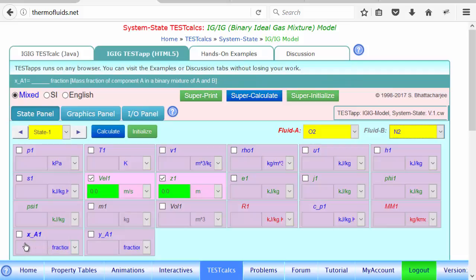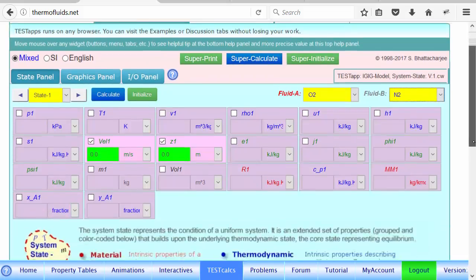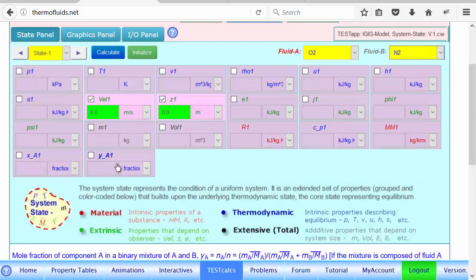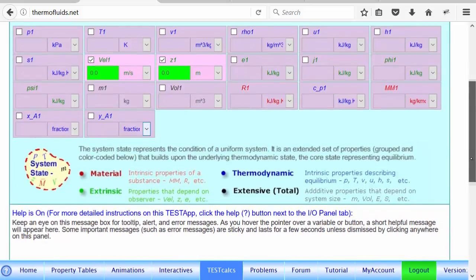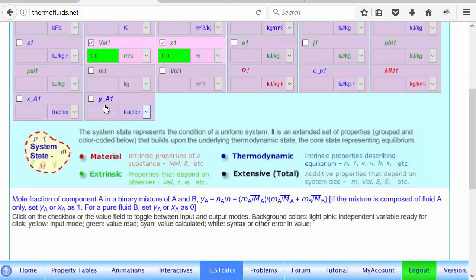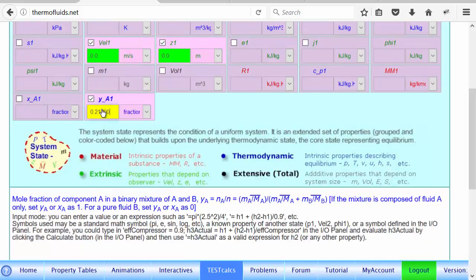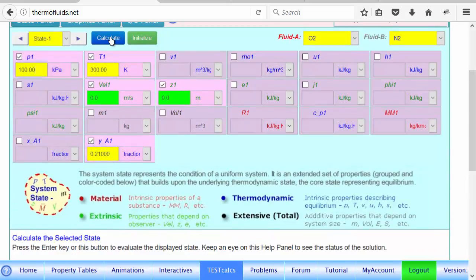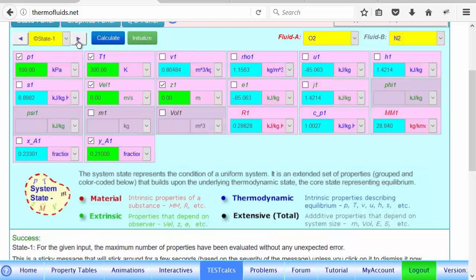One of them will do. X is the mass fraction, Y is the mole fraction. If you go over Y, it tells you the mole fraction. The value given to us in this problem is 0.21. And the temperature is 300 Kelvin, pressure is 100 kPa, so state 1 is calculated.